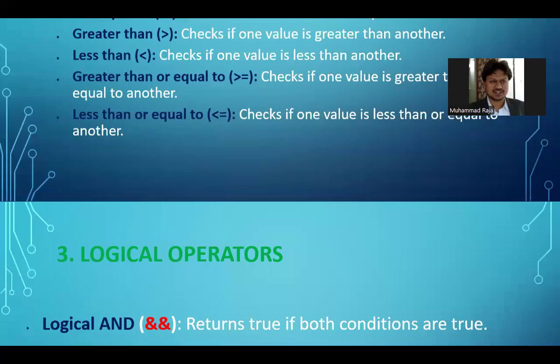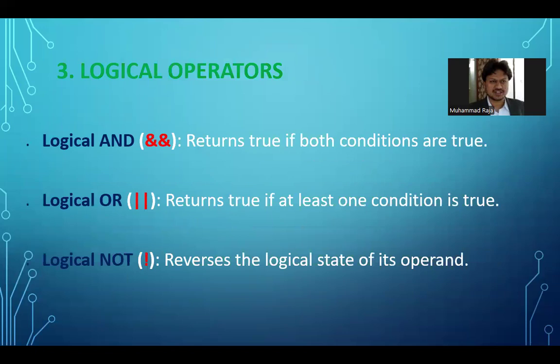Now the third operator is called the logical operator. Logical operators are basically founded over conditional operators, over relational operators. If one relation is true, another relation is false. If one relation is true, another relation is also true or not. Two or more. Logical operators basically work with two or more relational operators.